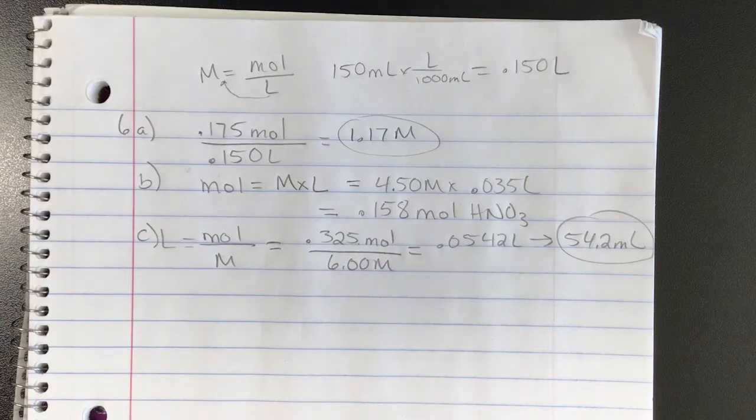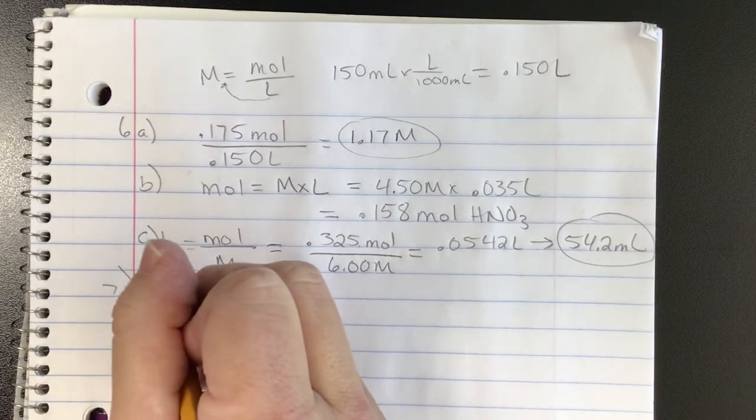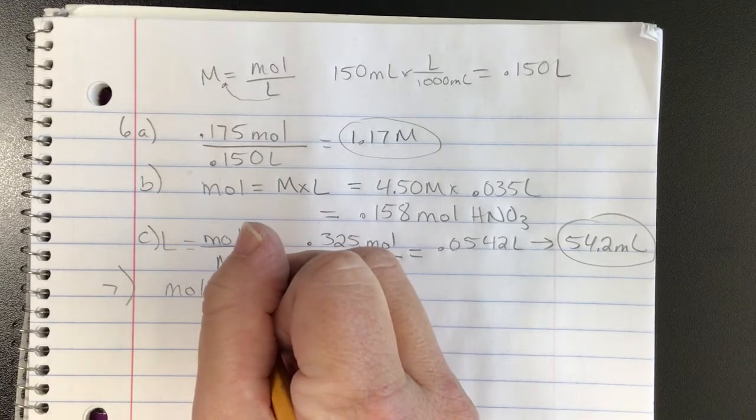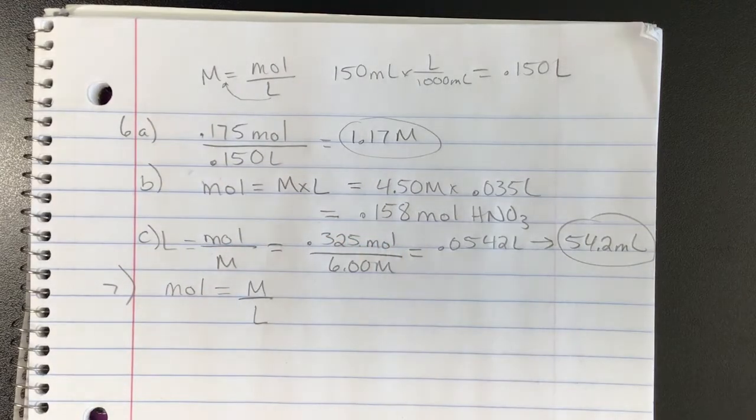Okay, now number 7. We are continuing with molarity. So it says calculate the grams of solute needed to prepare each of the following solutions. Okay, so basically we're going to take the volume and the concentration, find the moles, and then use molar mass to go to grams. So again, we're taking the molarity times the volume to find moles, and then we can go moles to grams using molar mass.